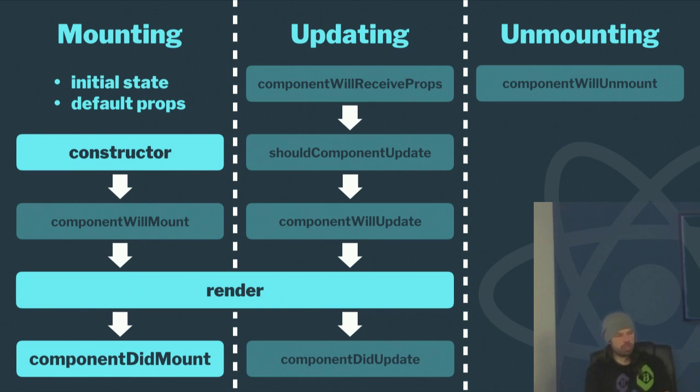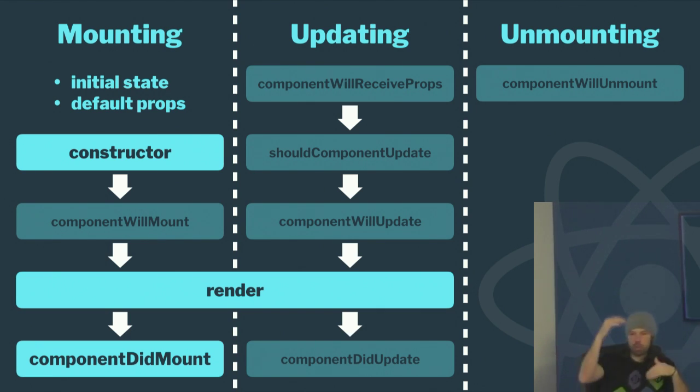We also have initial state. What are the initial values of the data of this component? And this is the state that would be used for the initial render. So we set the initial state and set the default props in the constructor perhaps, and component will mount is called. We're not ready yet, but we're about to mount the component. Then render gets called, which could actually load up a number of different child components.